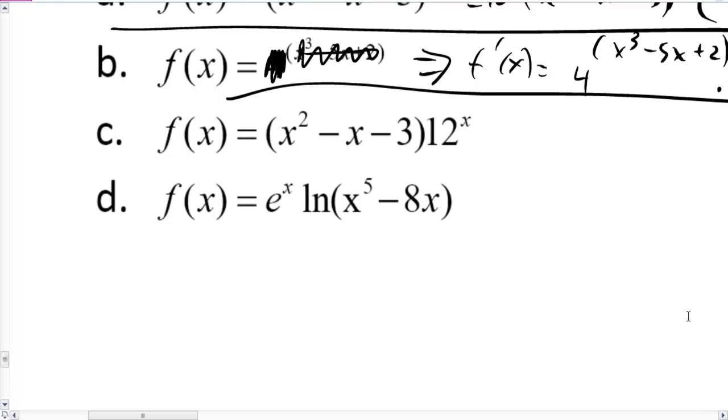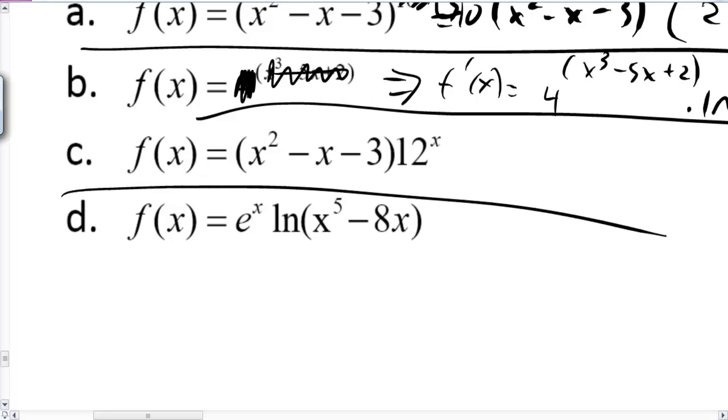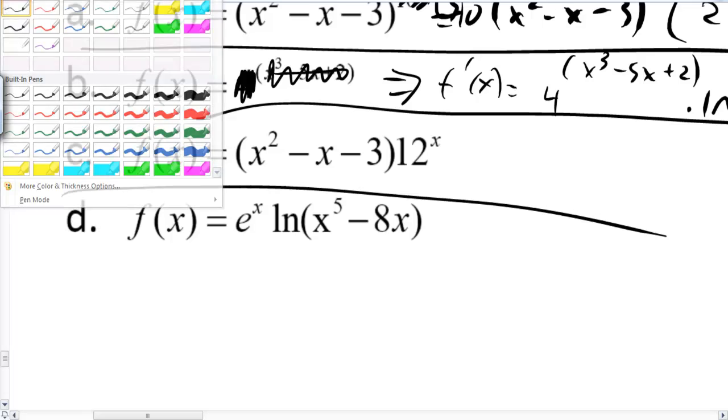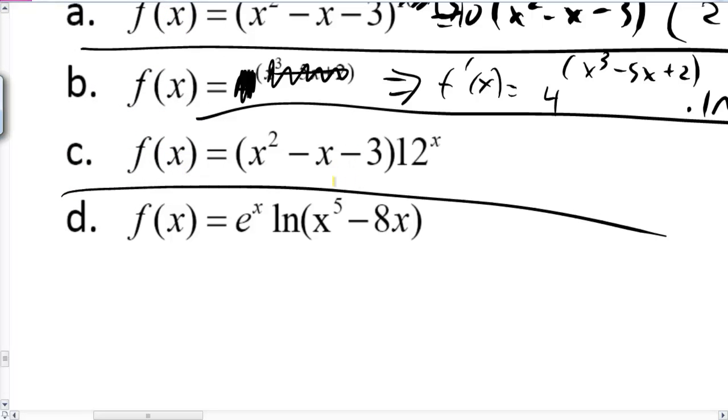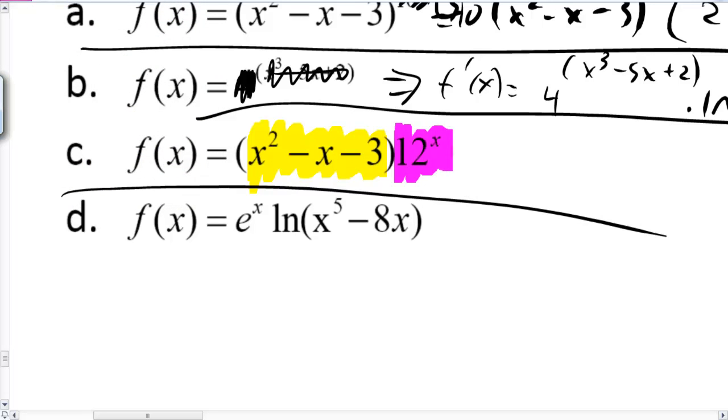All right, let's finish up these last two problems here. So for part C, when we go through this, we should identify, hopefully, that this is a product rule. How do you identify product rules? You have some function of x multiplying some function of x. So you can see I've got something with x's times something with x's. There's your product rule.